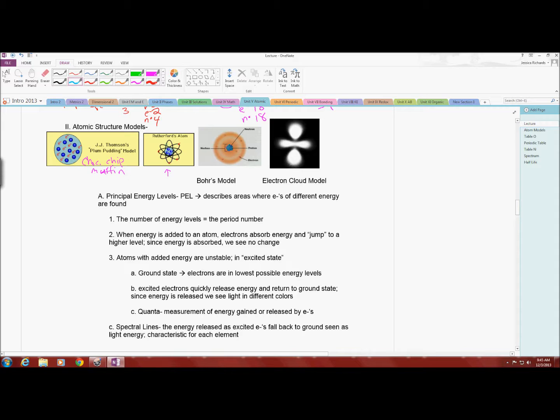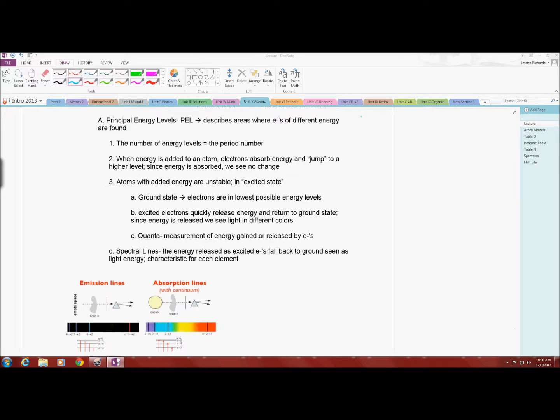We have Rutherford's model. Rutherford's model was too simplified because we knew electrons had different amounts of energy, so Bohr put them in principal energy levels. And then Bohr's model was also an oversimplification, and didn't explain all of the movements. So the newest model is this electron cloud or wave mechanical model, where we're talking about areas of probability.